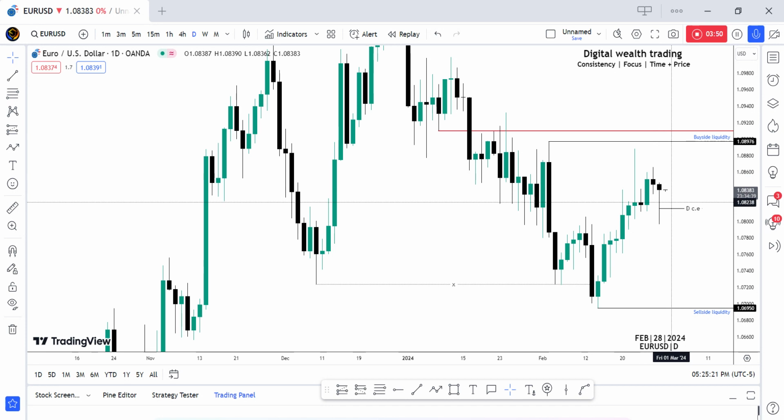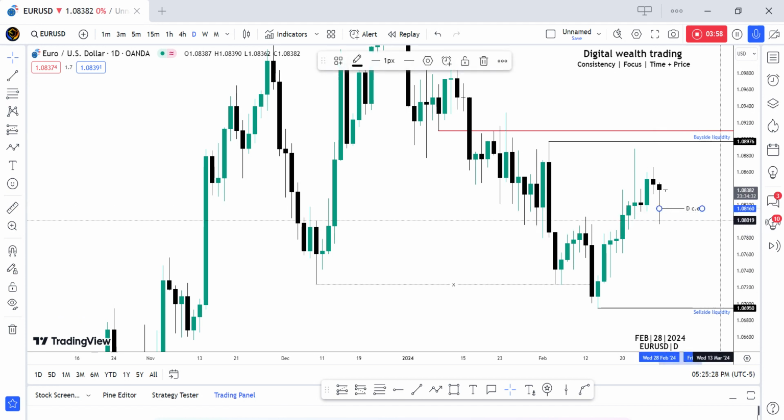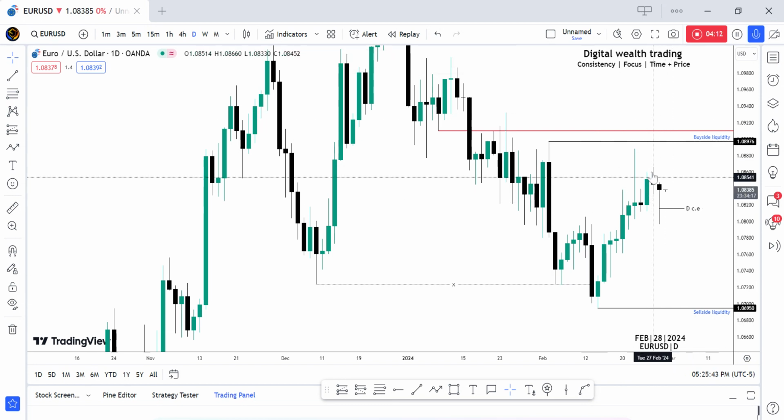So we are anticipating euro to stay above this low, which is 1.0816, a big figure, right? So we want to see euro stay above 8. We don't want to see it come below 8. And our major draw on liquidity is this high, as I already indicated, which is the Tuesday high. So that's basically it.